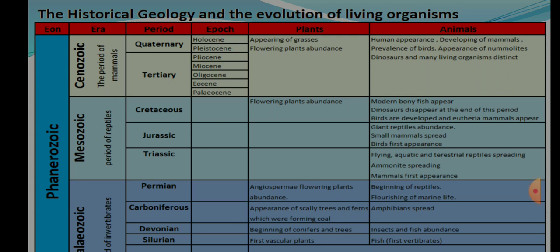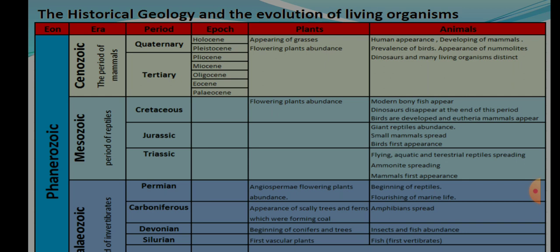The third period of Mesozoic, Cretaceous. Modern bony fish appear. And at the end of Cretaceous, dinosaurs disappear. And the beginning of Eutheria mammals appear in Cretaceous.